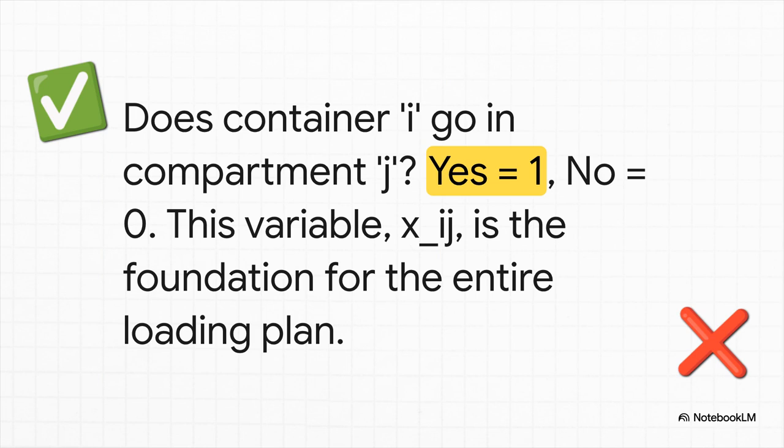For every single container, we'll call it I, and for every single available spot on the plane, we'll call that J, the computer asks a simple question. Does container I go into compartment J? If the answer is yes, that little switch, our variable xij, gets set to 1. If the answer is no, it's set to 0. The entire complex loading plan is built from thousands of these dead simple choices.